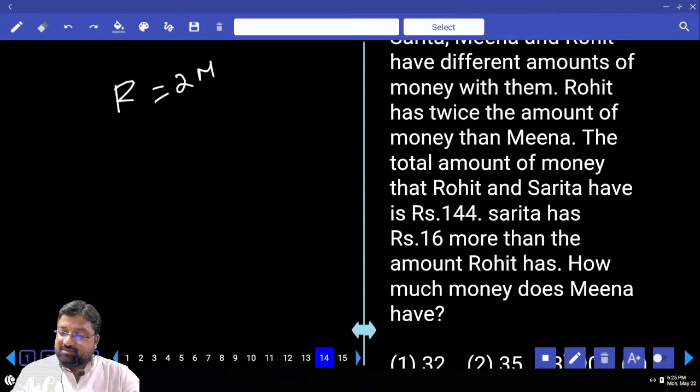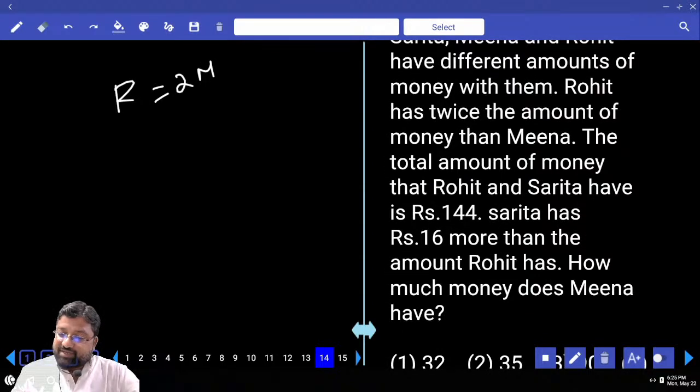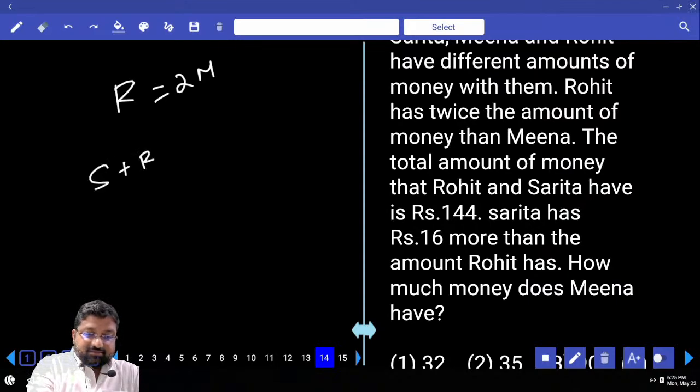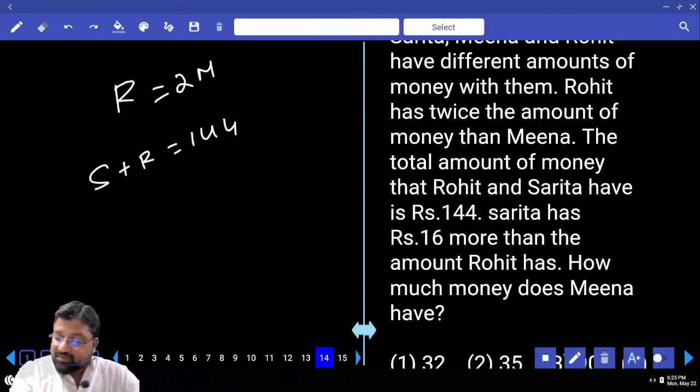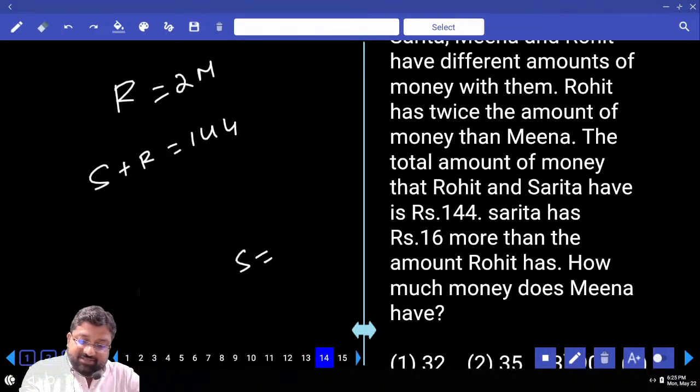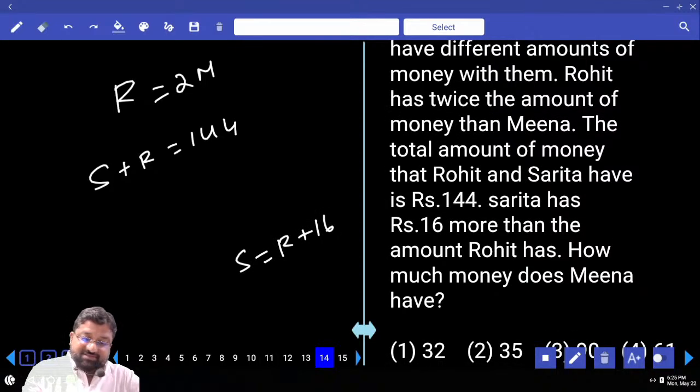Then the total amount of money that Rohit and Sarita have is 144. Sarita has 16 more than the amount of Rohit. S is equal to R plus 16. How much money does Meena have?